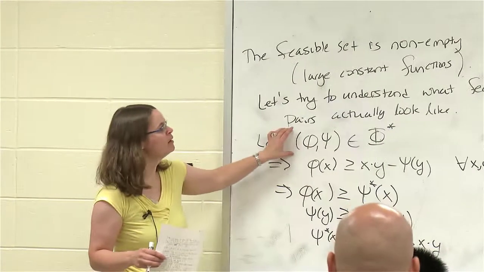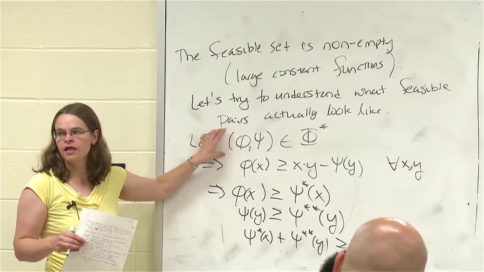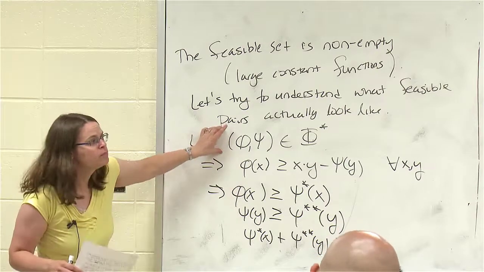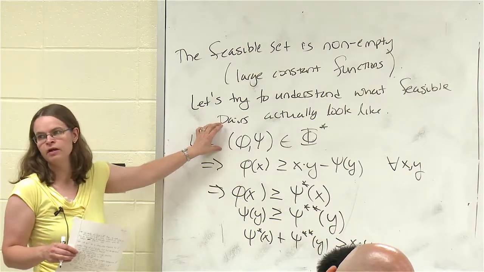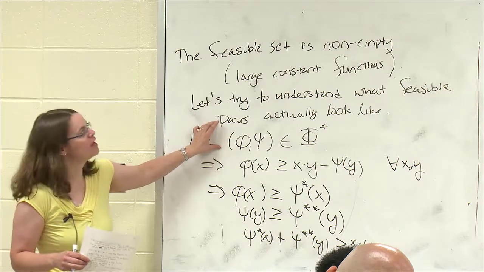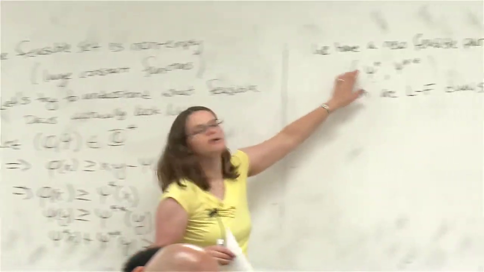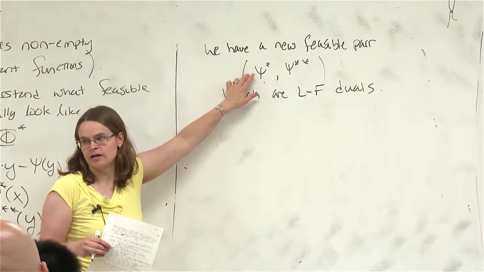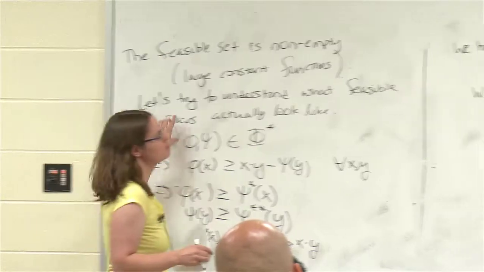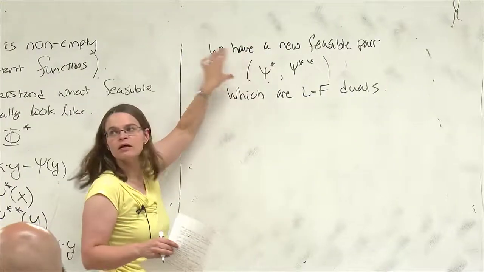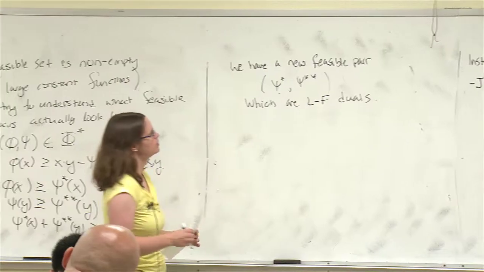Okay, how am I going to do that? I'm going to say, let's start with any feasible pair that you like. This will come with some cost. We plug this into our objective function and we get some value. Now I claim that I can always reduce that value using this pair instead. So whatever this is, it's not optimal. You can always find something lower that are Legendre duals.